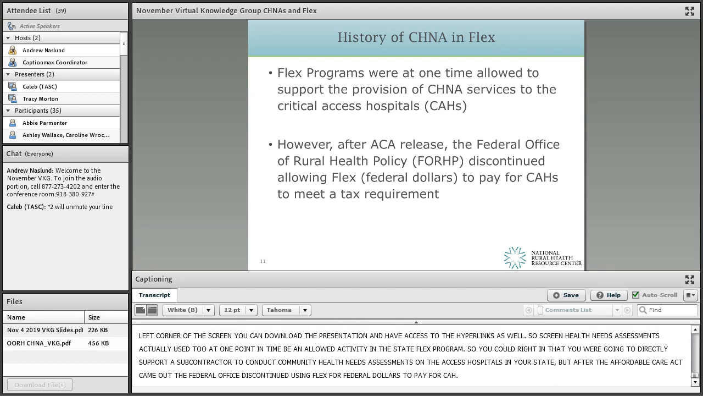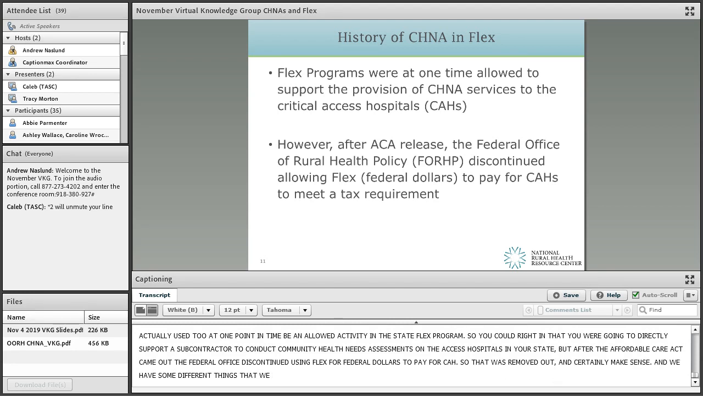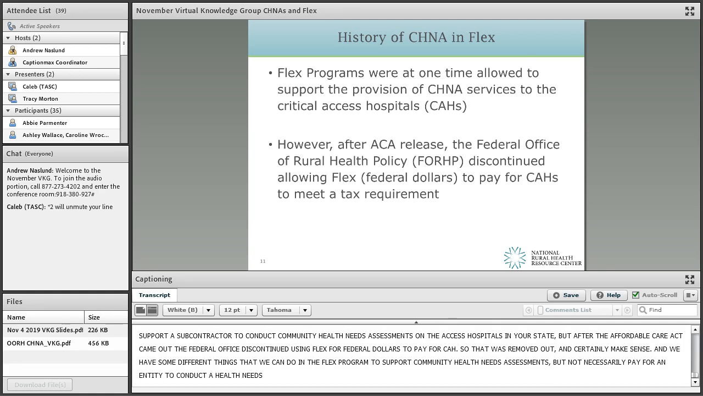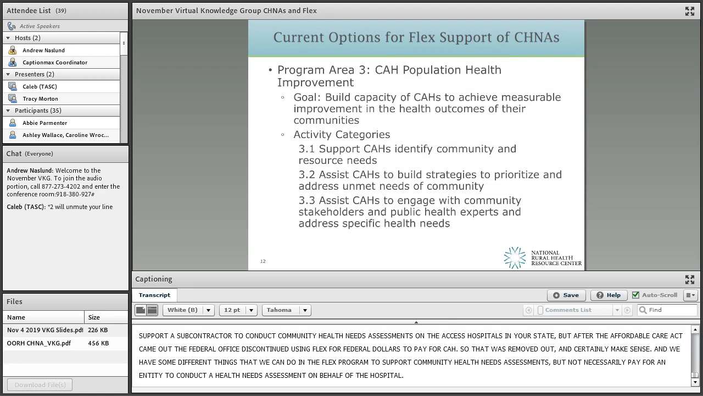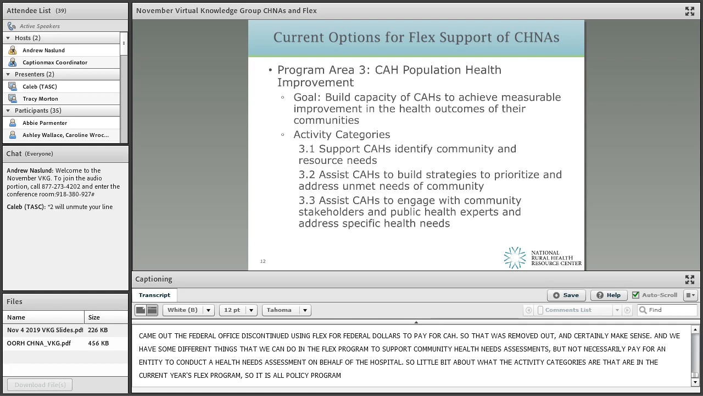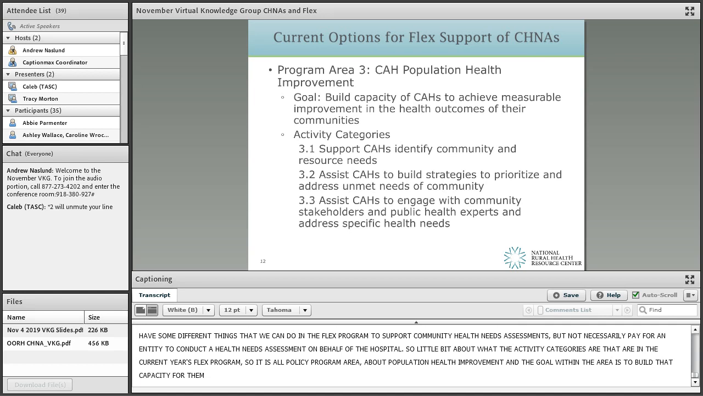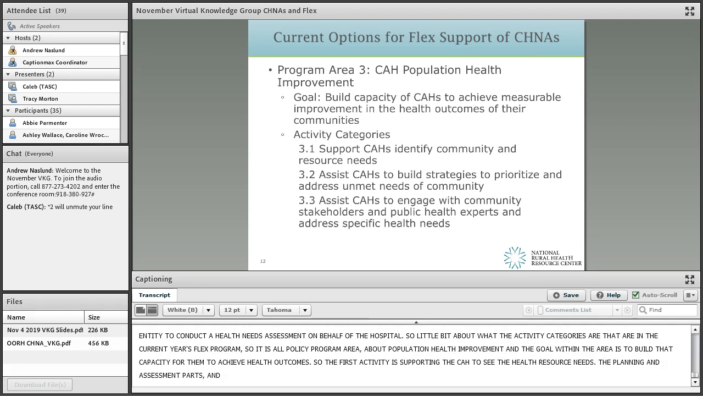So community health needs assessments actually used to, at one point in time, be an allowed activity within the state Flex program. So you, in your Flex work plan, could write in that you were going to directly support, say, a subcontractor to conduct community health needs assessments on behalf of the critical access hospitals in your state. However, after the Affordable Care Act came out, the Federal Office of Rural Health Policy discontinued allowing Flex or federal dollars to pay for CHNAs, essentially to meet a federal requirement too. So that part was removed, and that certainly makes sense. And now we have some different things that we can do in the Flex program to support community health needs assessments, but not necessarily pay for an entity to conduct a community health needs assessment on behalf of the hospitals to meet their requirements.